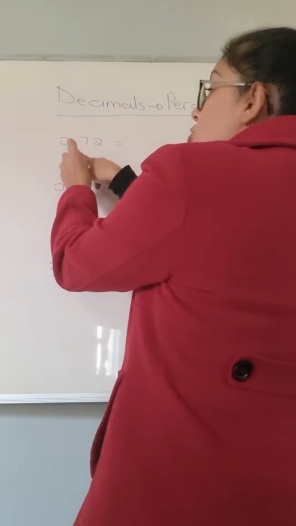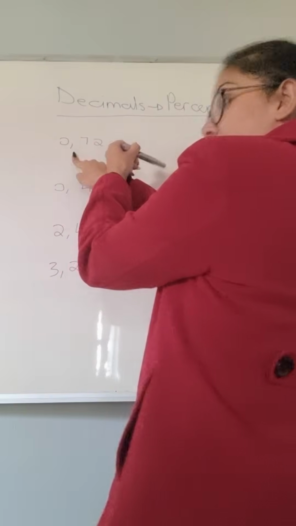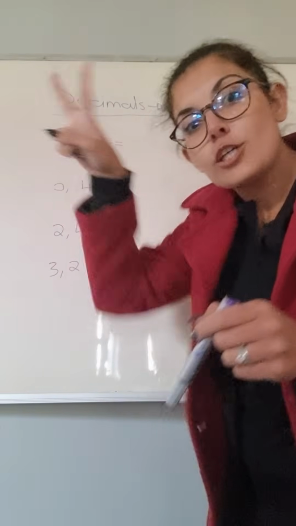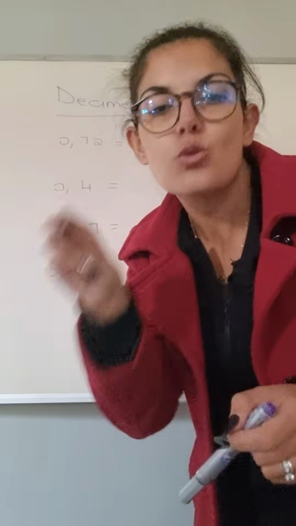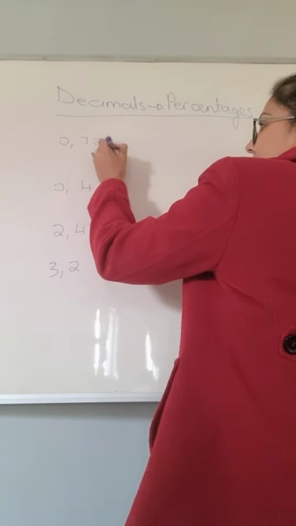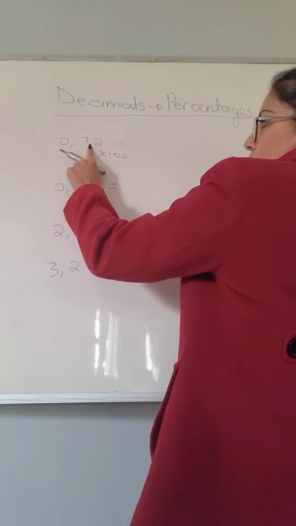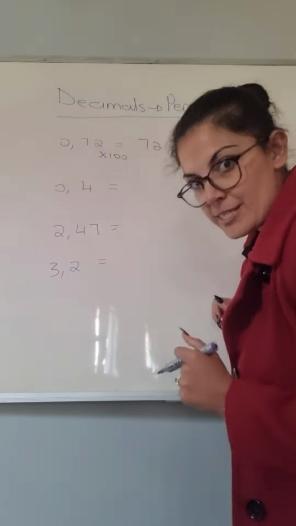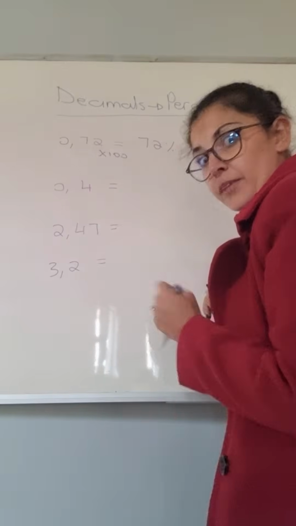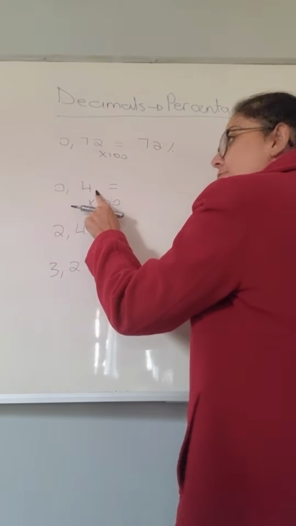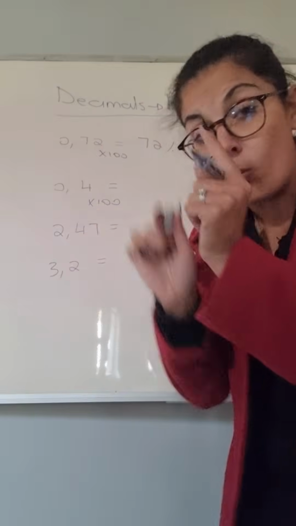So you are going to shift your decimal point that way, to the right. And by how many places? 2, because there are 2 zeros in 100. So we times this by 100, the decimal shifts 1, 2, which gives you 72%.